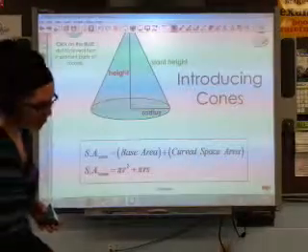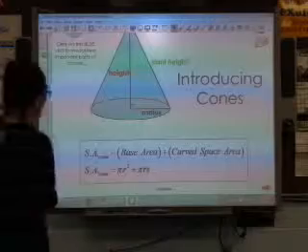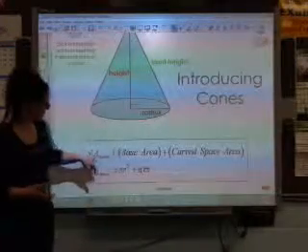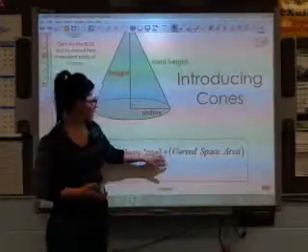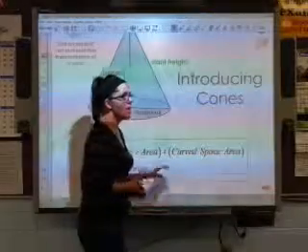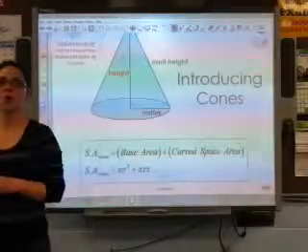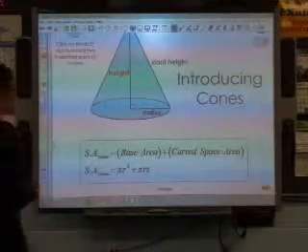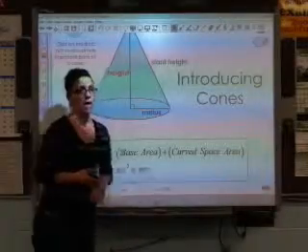So what you need to do is write this piece in. Surface area of the cone is the base area plus the curved surface area. The area of the base is that circle, pi r squared, and the curved surface area is pi r s.